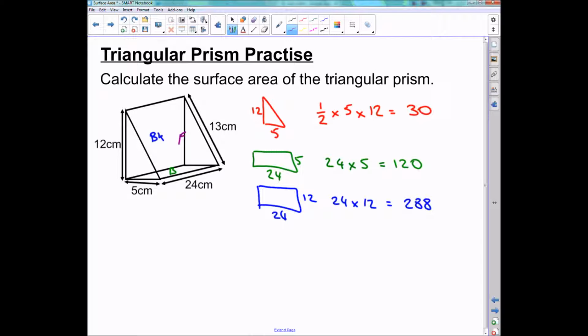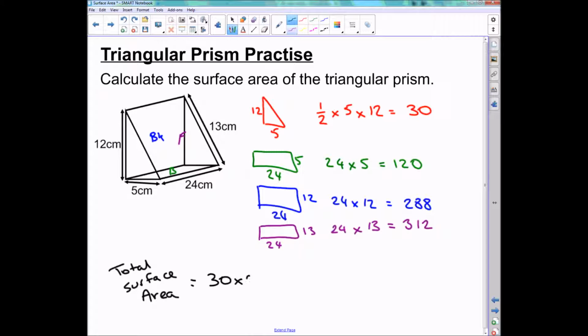Okay, so finally I need to do this front rectangle, which again has a base of 24, but the height is 13. So 24 times 13 gives me an answer of 312. For the total surface area, I've got to add all of these up. So again, I need 2 of the triangles. I need to add on the bottom rectangle, the back rectangle, and then the other side, which is the front rectangle as well. Putting that all in my calculator, I get an answer of 780 centimeters squared. And hopefully you did too.